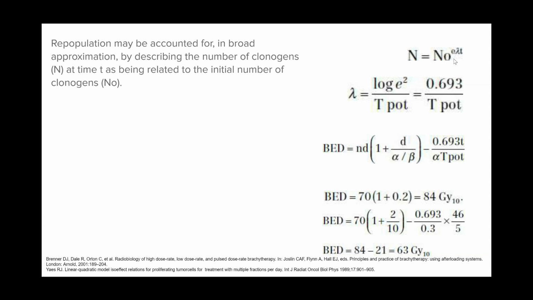So what does this repopulation depend on? It depends upon lambda and T. Lambda is the factor by which the patient would be repopulating, and lambda in itself is log e 2 upon T pot. That is, lambda is the speed of cell repopulation. T pot is the effective doubling time of cells in the tumor, basically. So repopulation is basically dependent on the doubling time. So we basically get a constant here. 0.693 is log e 2 upon T pot. We have to subtract it from the BED equation.